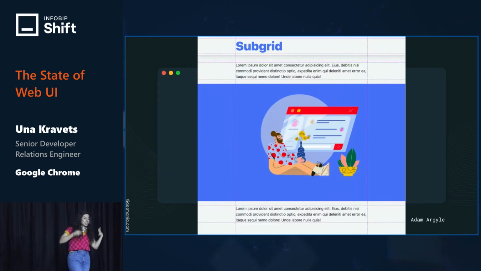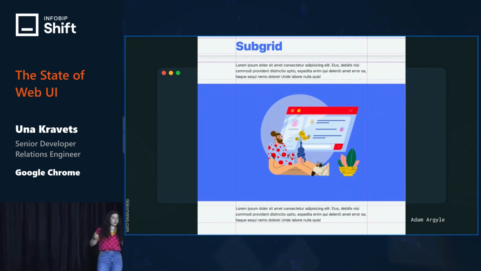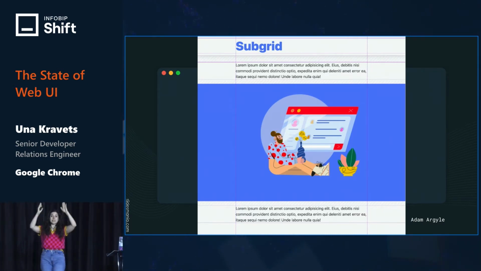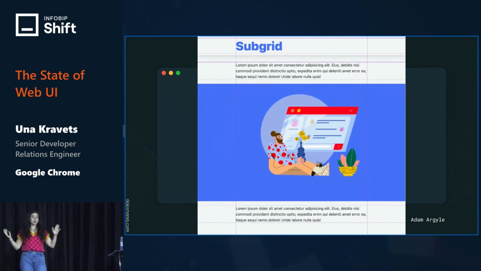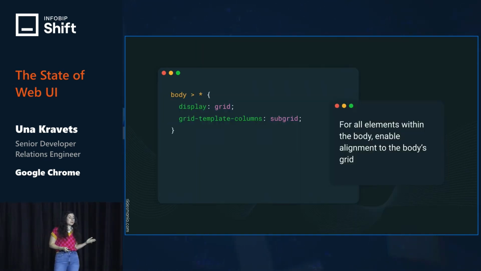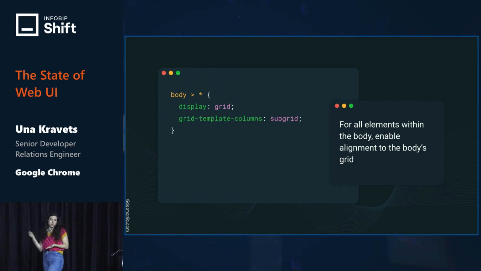So that might look like this. This is an example from Adam Argyle where it goes all the way left to right, and you see the content in this main section, and this image going full bleed all the way across the grid. So once we've set up the body grid, we can then set up all of the elements inside of the body to align to the body's grid.